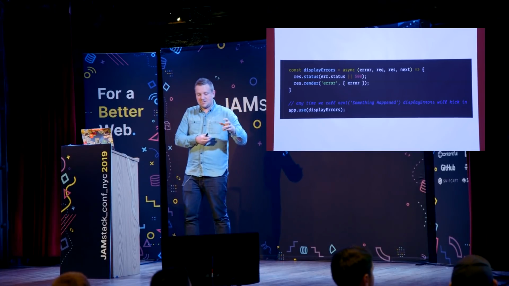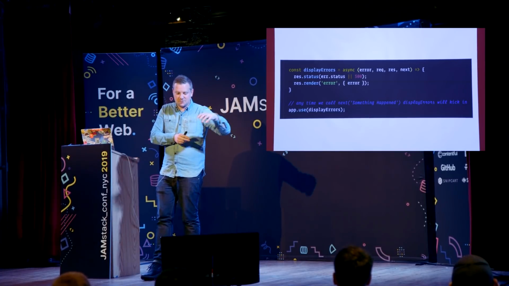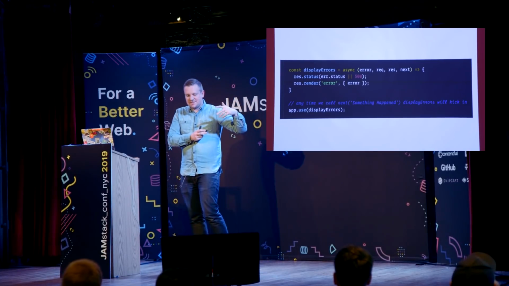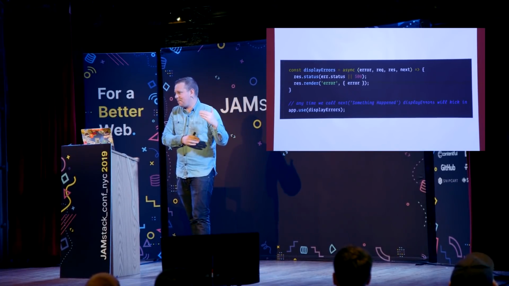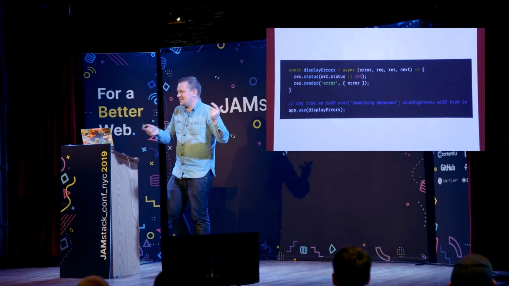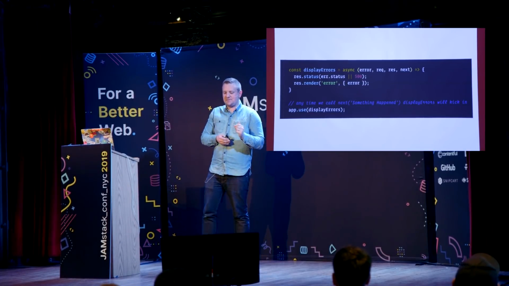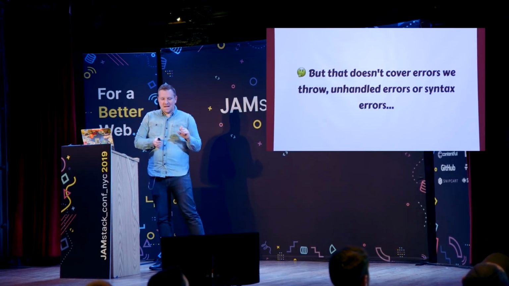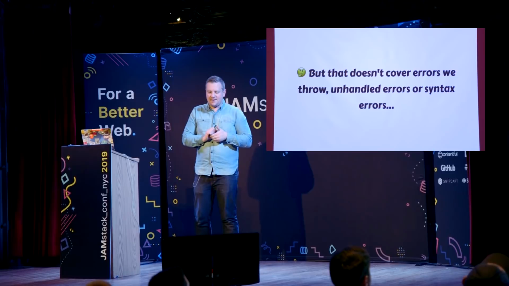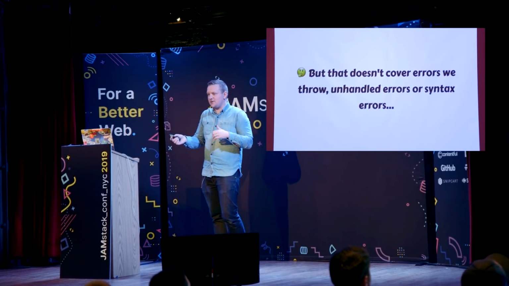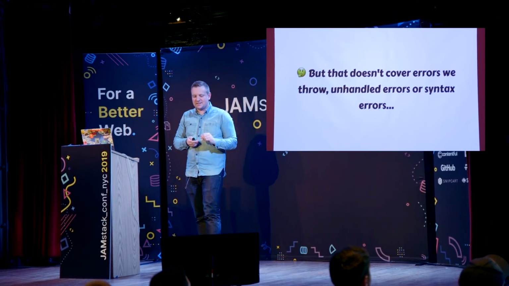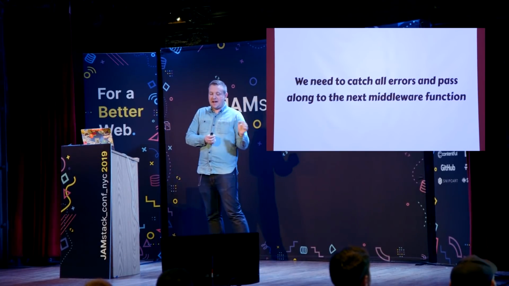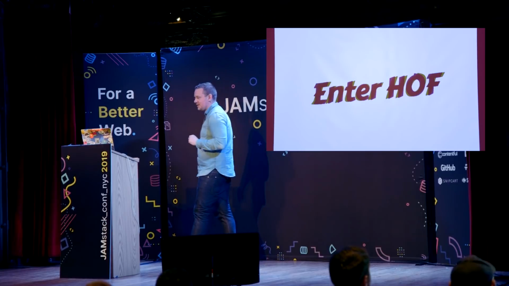And this is generally what you put at the end of your application. Sorry, this is not the high order function. This is what you put at the end of your application, where it generally is like, if you got this far, it's probably a 404 because no routes actually matched, or something specifically went wrong. It's a 500 error. So that's okay, but it doesn't really cover errors that we throw, unhandled errors, errors in libraries that we didn't expect to have there. So what we can do is catch all the errors and pass them along to that middleware function.